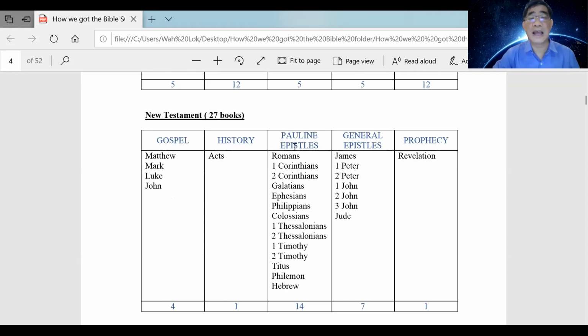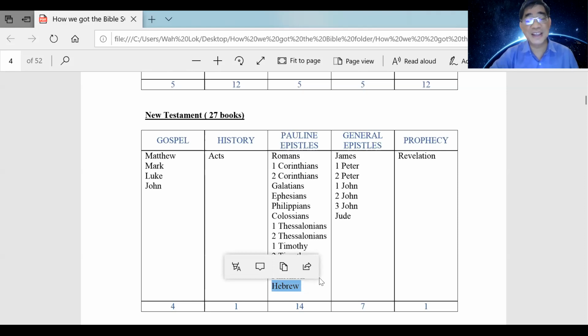Then we've got the Pauline epistles. Why Pauline? Because they were written by Paul. So we've got Romans, 1 Corinthians, 2 Corinthians, Galatians, Ephesians, Philippians, Colossians, 1 Thessalonians, 2 Thessalonians, 1 Timothy, 2 Timothy, Titus, Philemon, Hebrews. Now, Hebrews we put under here, although the author technically is unknown.